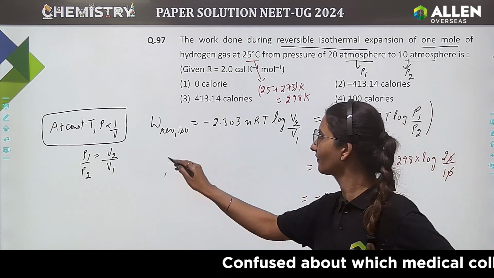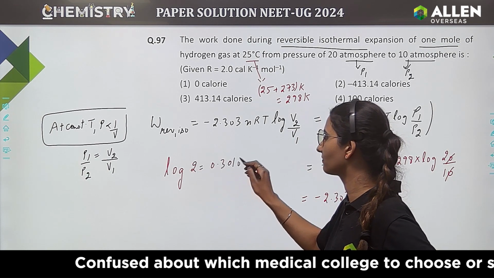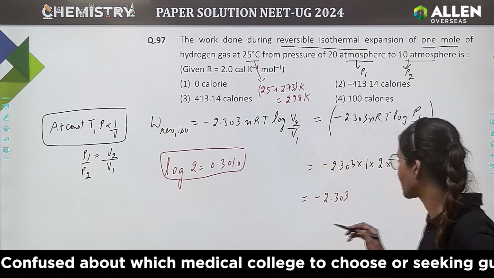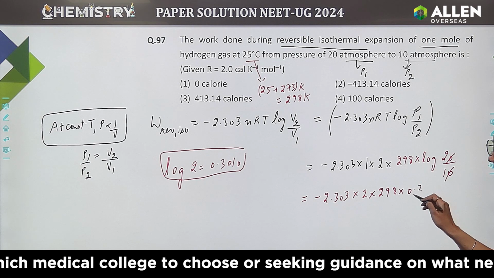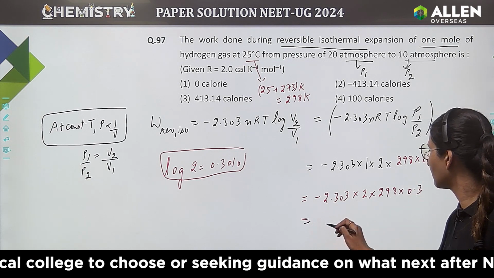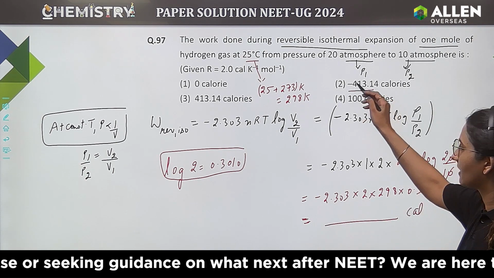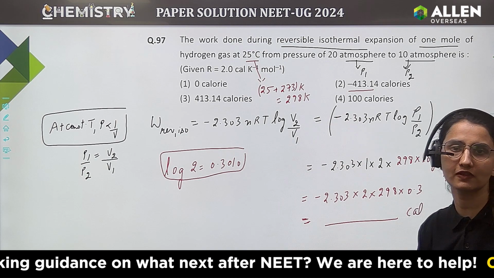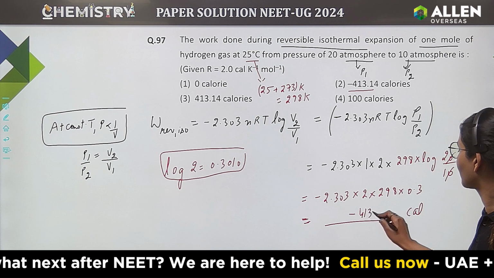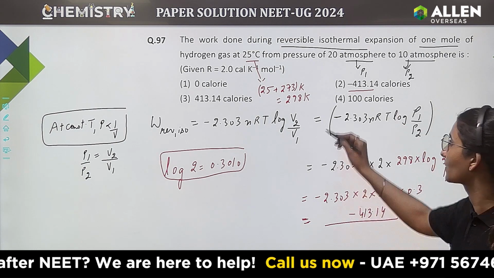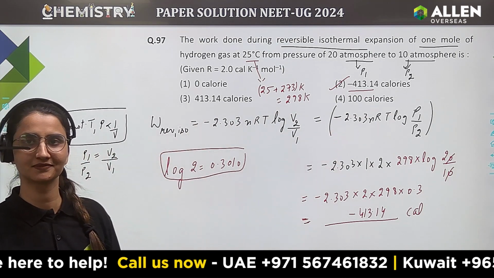0.30. Log 2 they have not given, but it's okay. Log 2 is 0.3010. We can take 0.3. So see, into 2 into 298, log 2 is 0.3. Just solve this. I think the answer will come in calories because R is in calories. The answer is with a negative sign. Oh, without solving also we can do it. The answer has to be negative. So the answer is what, students? Minus 413.41 calories. It's option 2. There is a negative sign, no? In no other option is there a negative sign. All right.